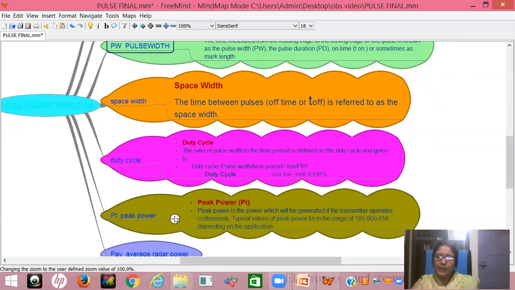Next is the peak power. Peak power is defined as the power which will be generated if the transmitter operates continuously. Typical value of the peak power lies in the range of 100 to 800 kilowatt.